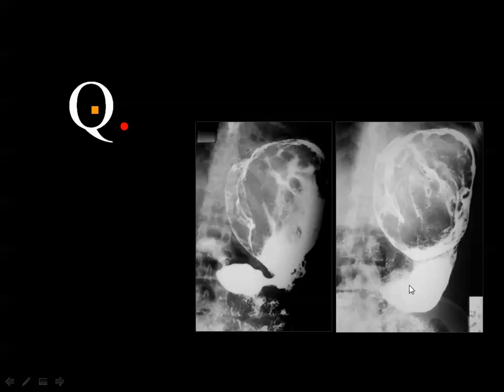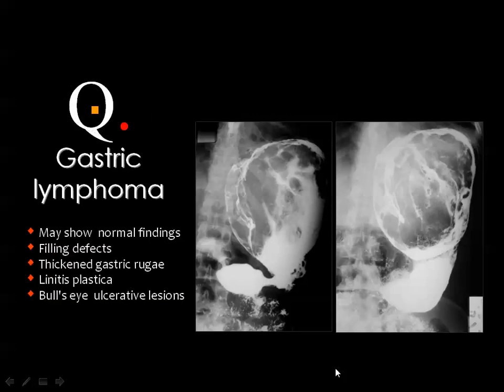Okay, and this is a barium meal showing a big filling defect in the gastric fundus with thickened mucosal folds. You remember that I have said that the bezoar should contain air loculi within its parenchyma. And this is a big mass in the fundus of the stomach with prominent mucosal folds, and this is lymphoma of the stomach.